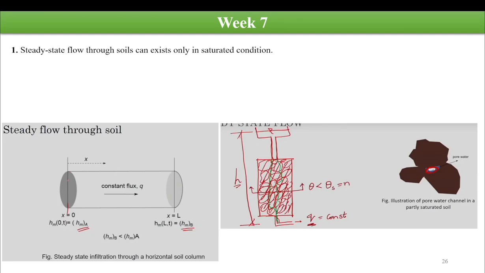Now we move on to the assignment questions. The first question states that steady state flow through soil can exist only in saturated condition. As we discussed in the starting of this class, it is not so. Steady state is observed when a particular head is maintained at both the ends. In the case of a vertical column, you'll see that not all the soil is saturated, but the soil in the middle is saturated due to the channel which has formed. So steady state condition is established although the soil is not completely saturated. So this statement might not be true.